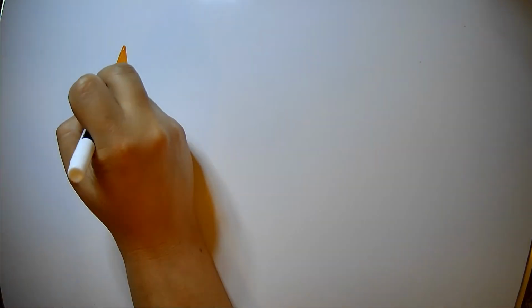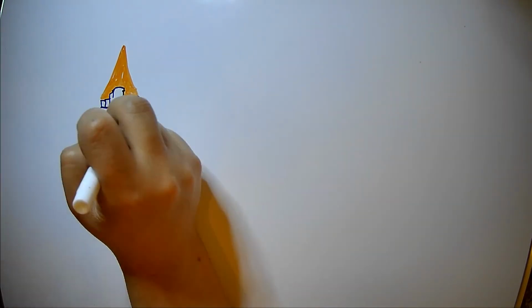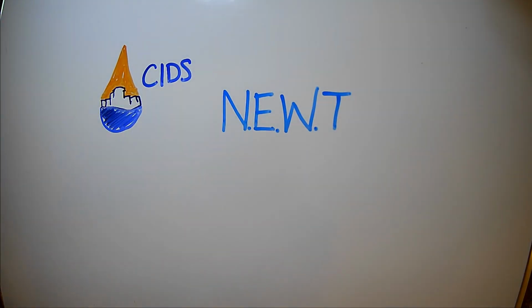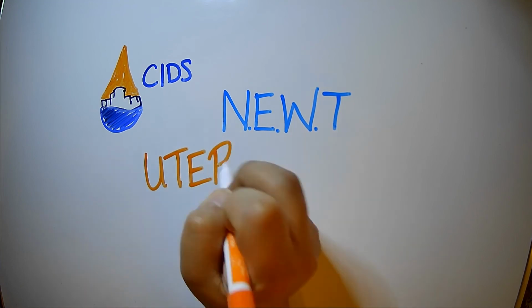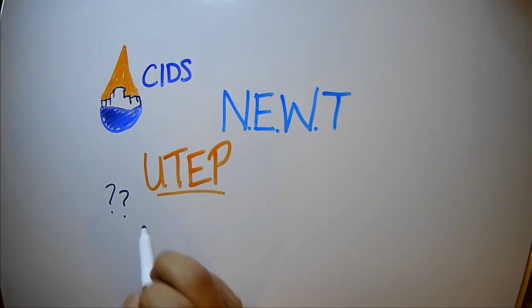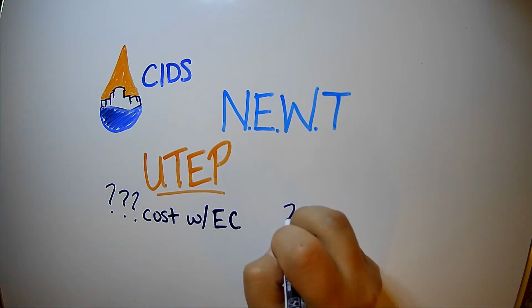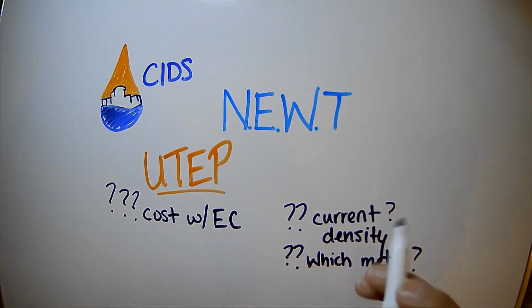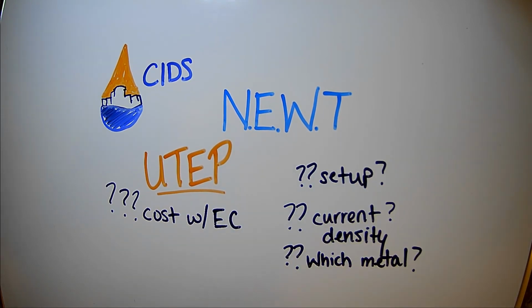The Center for Inland Desalination Systems, CIDS, the new Nano-Enabled Water Treatment Engineering Research Center, and the University of Texas at El Paso are currently working to see what the most cost-effective method for electrocoagulation is when used to improve desalination.